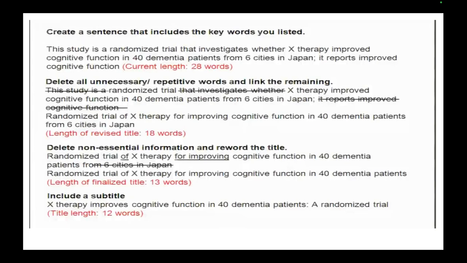You thought that it improves cognitive function anywhere, in every human, for example Homo sapiens. So you don't have to mention Japan, but it is a limitation, that you have done your study in Japan, which you can list in the methodology section. You can write there, we have done it in Japan. But here there is no need to write this. But if it is important, then you can write Japan. But here, I think it is not important. So you have to choose when you are writing the paper. So: randomized trial of X therapy for improving the cognitive function in 40 dementia patients. Its word length is 13 words, and this is the finalized title.